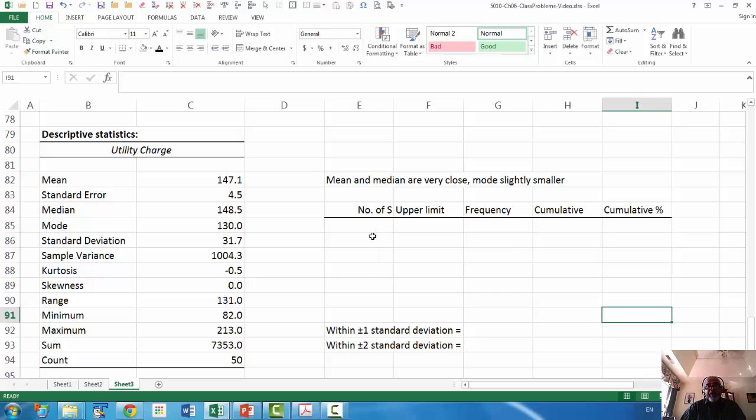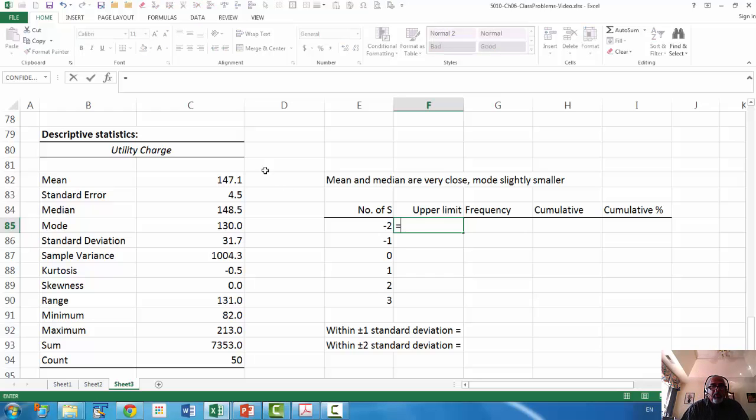Now let's look at empirical rule. So number of standard deviations. So we'll go from -2 to -1, 0, 1, 2, and 3. Okay, and we'll do the upper limit. Okay, for standard deviation. So mu is the mean, absolute reference that, plus z sigma. Sigma is standard deviation, absolute reference that. So that gives us an interval. So that's the upper limit for -2 sigma.